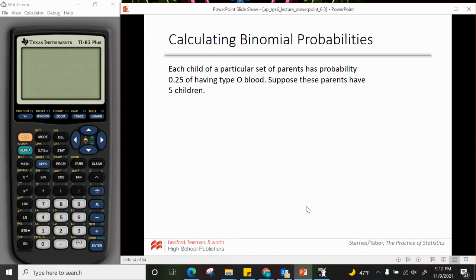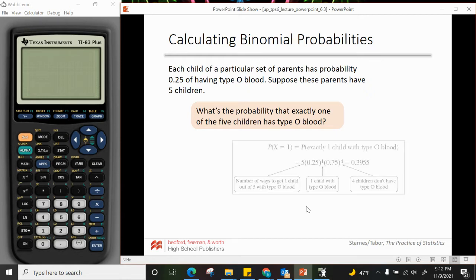So each child of a particular set of parents has probability of 0.25 of having type O blood. Suppose these parents have 5 children. What's the probability that exactly one of the 5 children has type O blood? I don't love the layout of this slide, but think about that. This is the formula, so let's take a look at it. Exactly one child has type O blood.